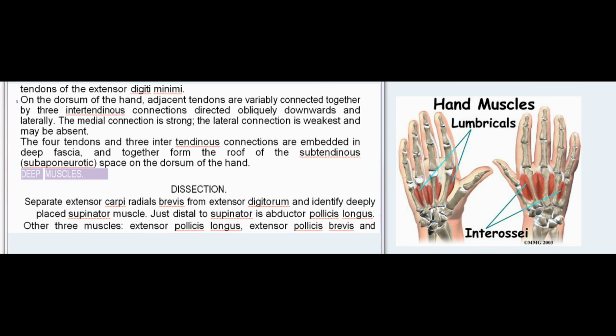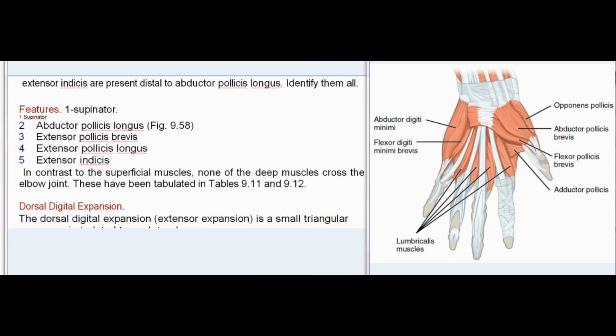Deep muscles. Dissection. Separate extensor carpi radialis brevis from extensor digitorum and identify the deeply placed supinator muscle. Just distal to supinator is abductor pollicis longus. The other 3 muscles, extensor pollicis longus, extensor pollicis brevis and extensor indicis, are present distal to abductor pollicis longus. Identify them all. Features. 1. Supinator, 2. abductor pollicis longus, Fig 9.58, 3. extensor pollicis brevis, 4. extensor pollicis longus, 5. extensor indicis.